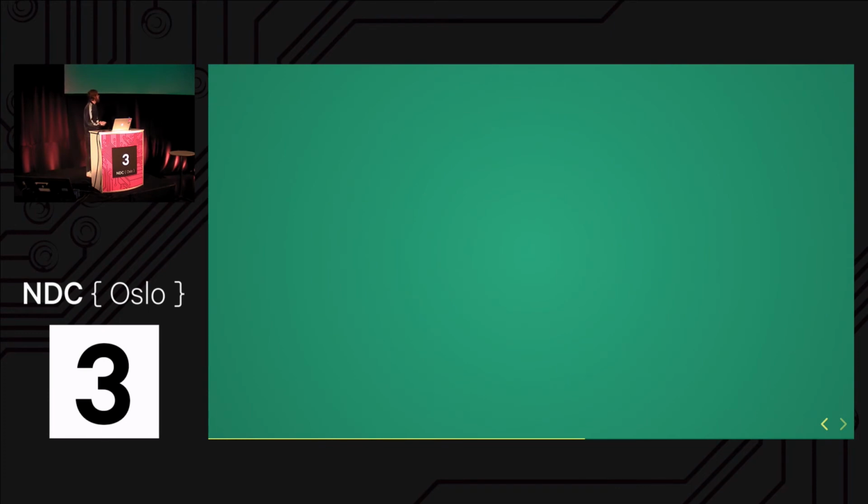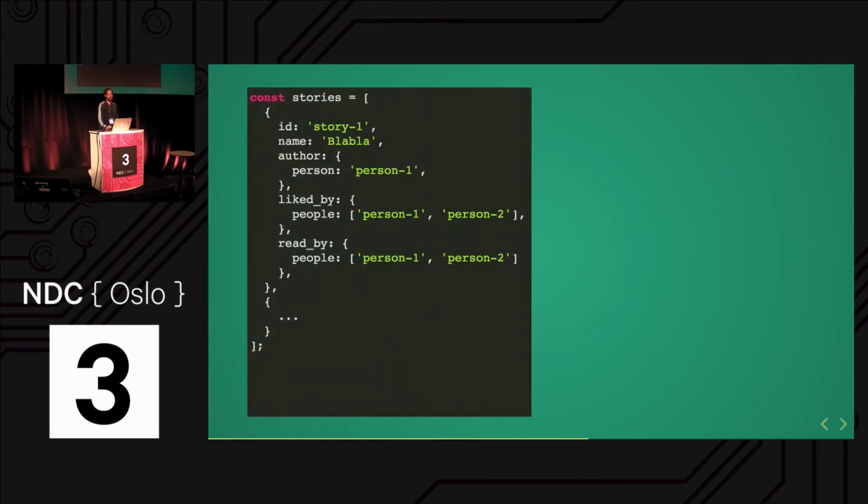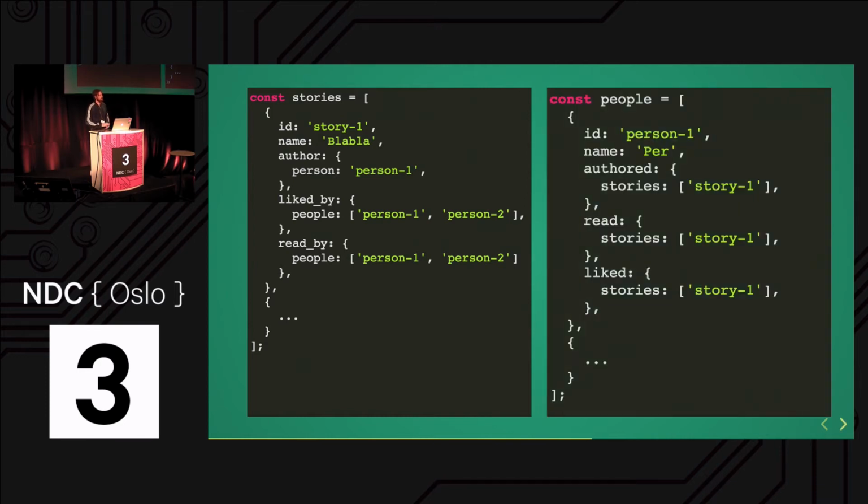In this project, we have a lot of real-time data. A lot of real-time data that might look something like this. We have a lot of collections. Let's say we have a set of stories, which is just a large array of different stories. And then we have a large array of people here.